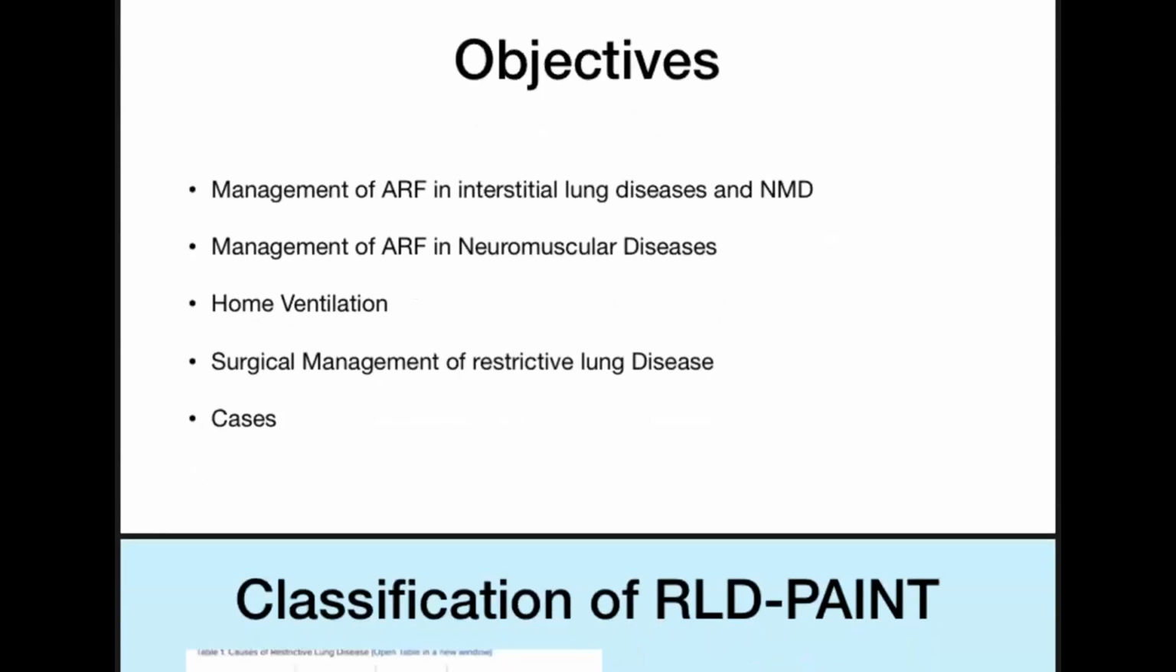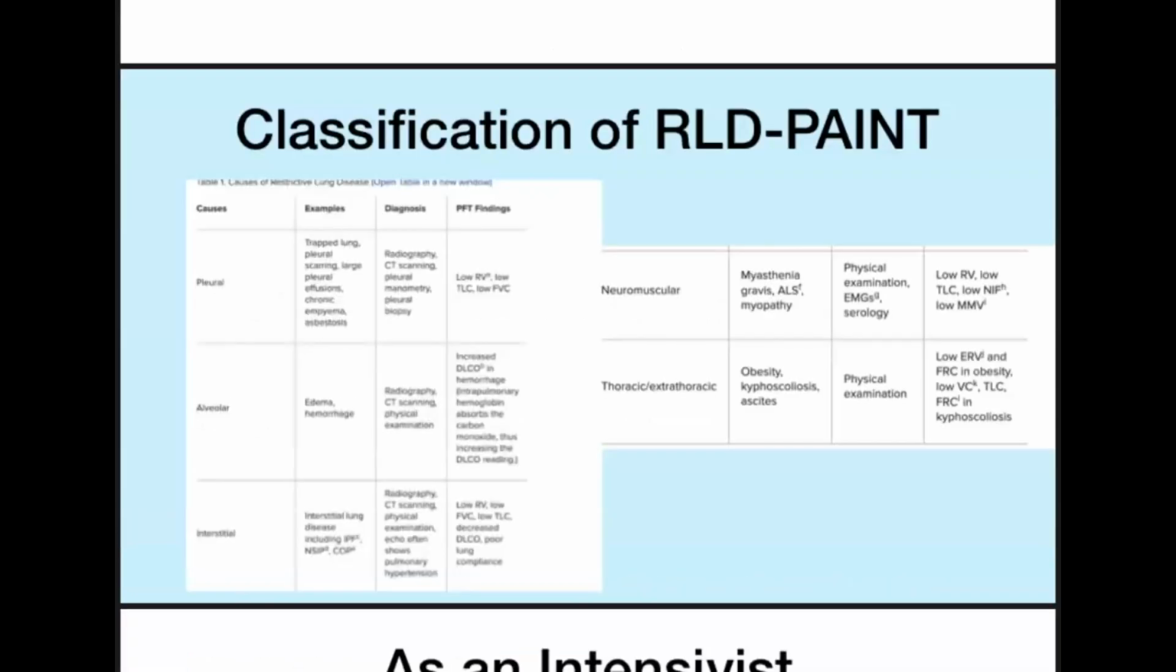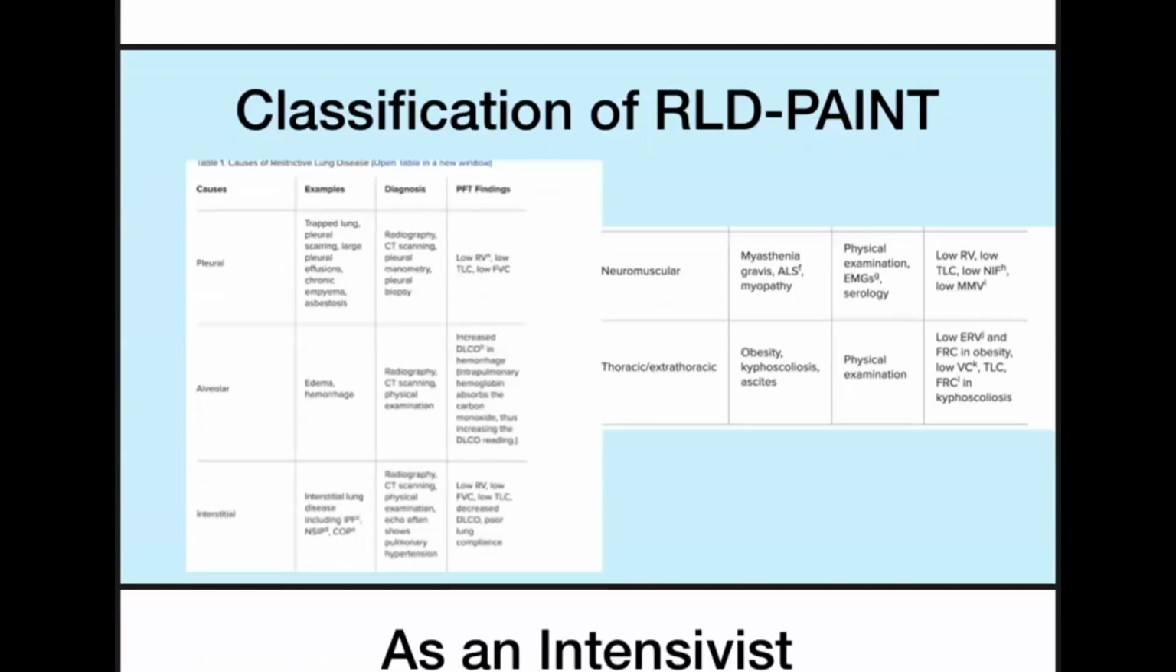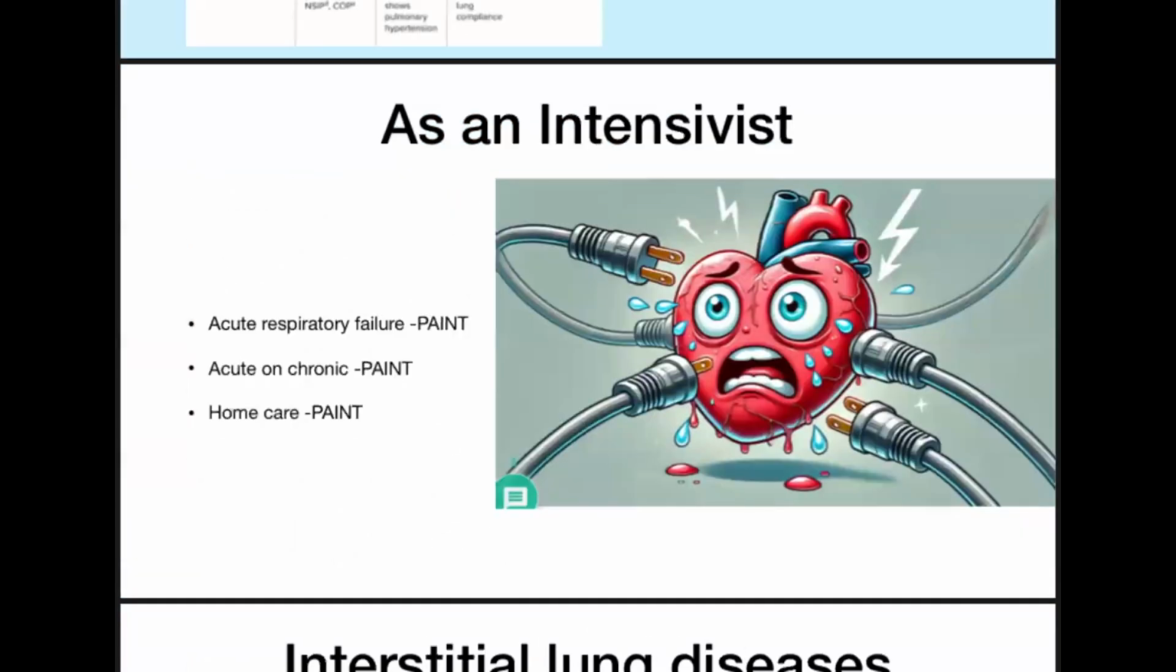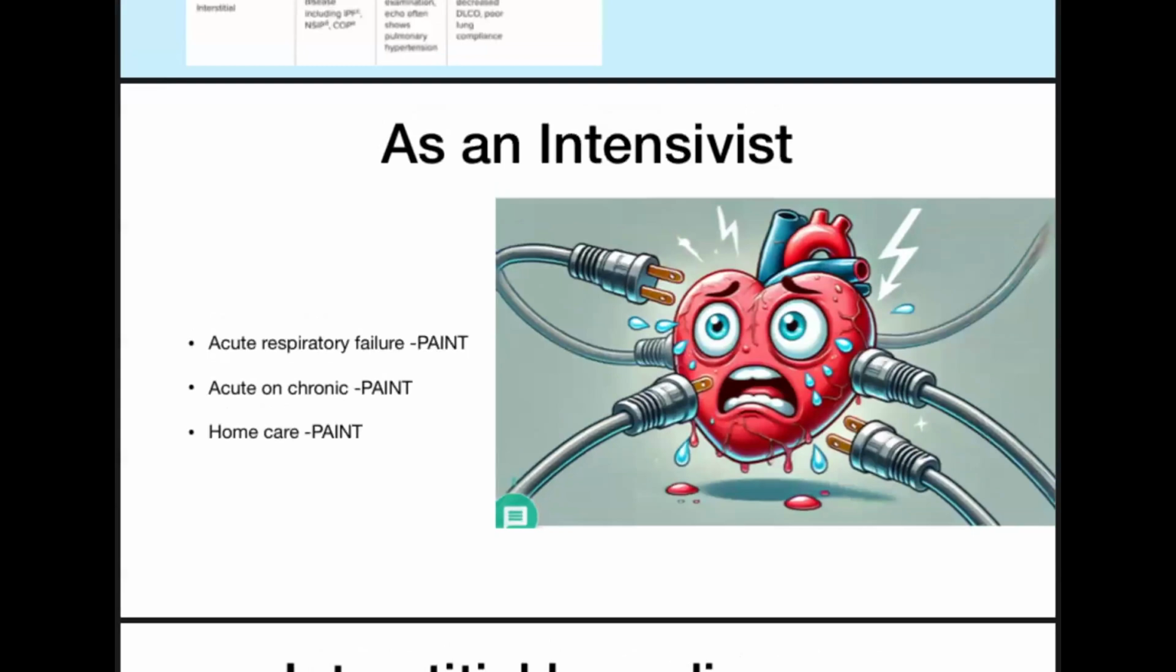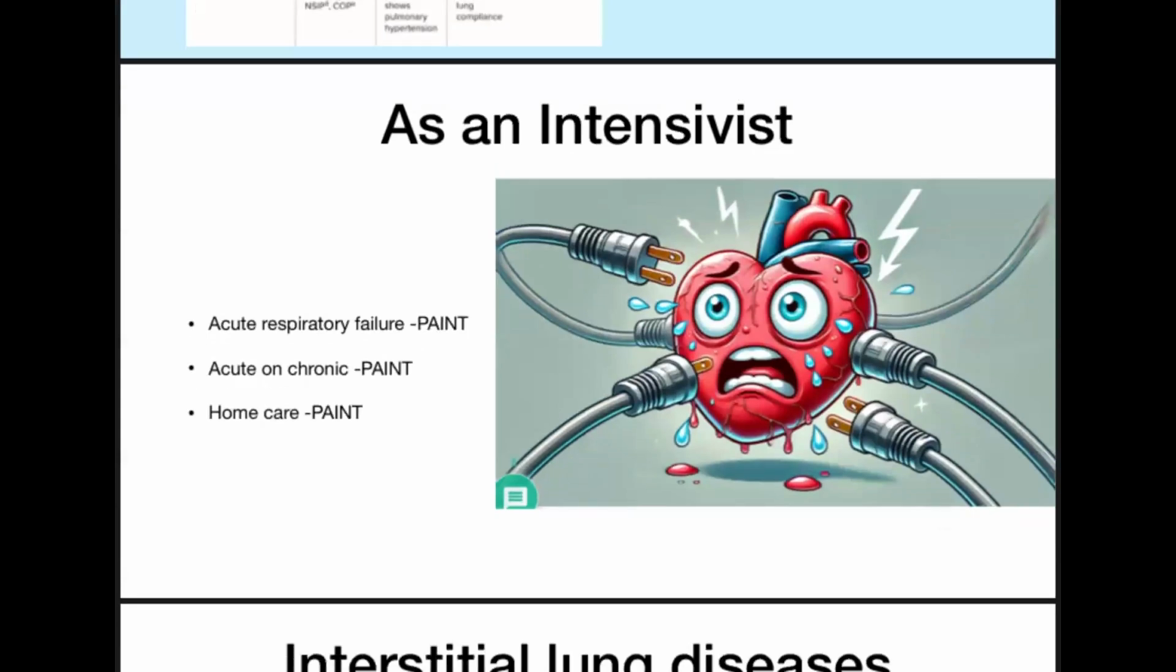So I think the classification of restrictive lung diseases has been done, and I will not go through that. They affect pleura, alveolar, interstitium, neuromuscular, and thoracic cage, and they're basically characterized by reduced total lung volume. So approaching this from an intensive care perspective, usually as intensivists, we deal with acute respiratory failure, and people can come to us with acute respiratory failure either because they have pleural disease, which is pre-existing or acute, or they have alveolar interstitial lung disease, or have neuromuscular diseases.